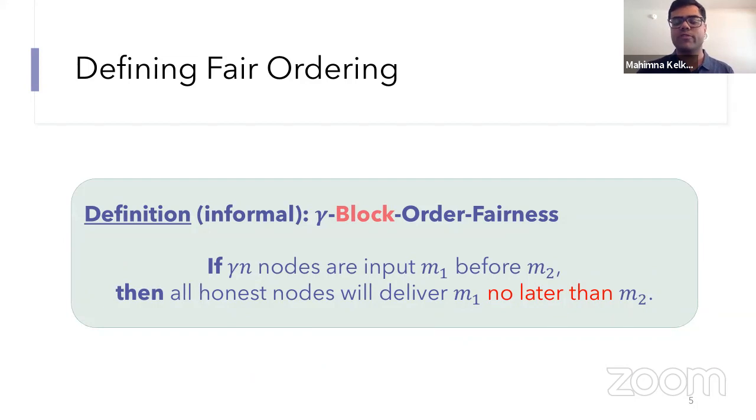We considered several definitions of order fairness in our paper, and it turns out some of the most natural ones are impossible to achieve. So here's the definition we settled on, which we call block order fairness. This still maintains the first in, first out style of ordering, but it is possible to achieve in practice. Here we allow nodes to deliver M1 and M2 in the same block. M1 just can't appear at a later index in the blockchain. I'll also emphasize that we make minimal use of this relaxation. Our protocol will order M1 before M2, except when it can't due to an impossibility result. We also parameterize the definition using an order fairness parameter, gamma.